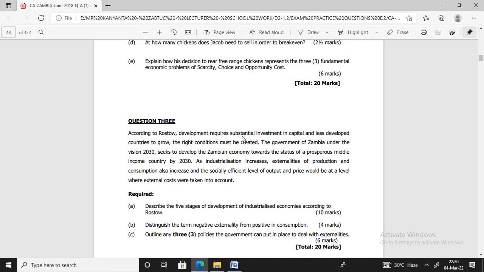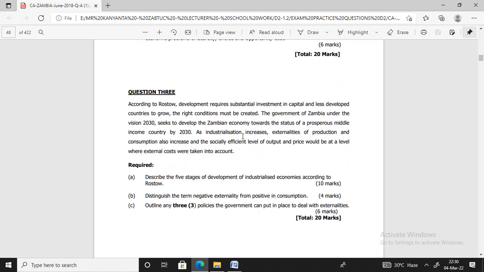Now, outline any 3 policies the government can put in place to deal with externalities. Obviously, government dealing with externalities is focused on minimizing the impact of negative externalities. So one of the things government will do to deal with those externalities is by charging taxes. It's called a polluter pay tax. You charge a tax to the firms that emit or cause pollution.